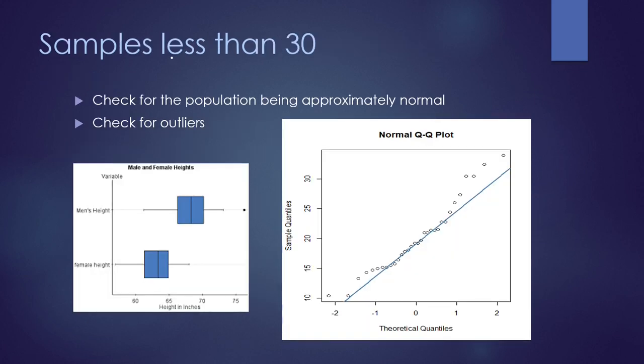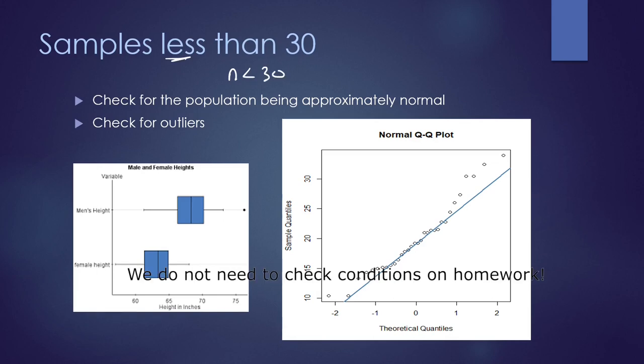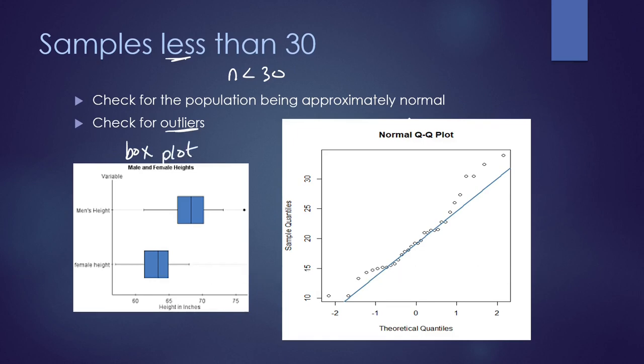If the sample size is less than 30, then we have to check some conditions. We have to make sure there are no outliers using a box plot. And we have to ensure that the population is approximately normal by looking at the QQ plot and just confirming that it follows an approximately linear pattern. Then we know it's approximately normal.